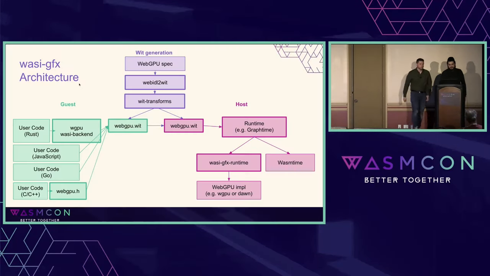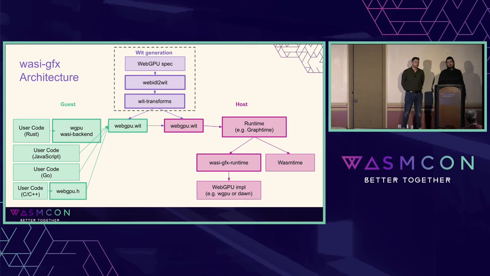All right. So we've looked at an example, but let's look at how the actual infrastructure looks for all this. Let's start with the WIT generation. WIT is the IDL that we use in the component model. So we take the WebGPU spec, which is written in WebIDL. We wrote a special tool called WebIDL to WIT, and we convert the WebIDL into WIT. Then we do a couple of transforms on top of that. Those transforms are mostly to remove parts that make assumptions about JavaScript or about the web. We make sure to remove those because they just don't make sense in WASI.